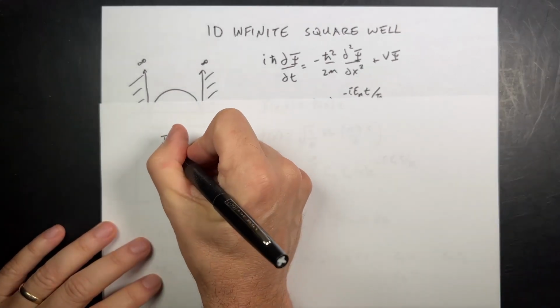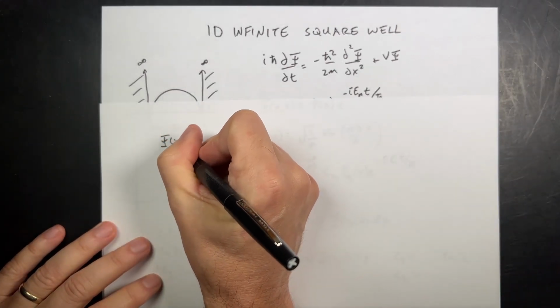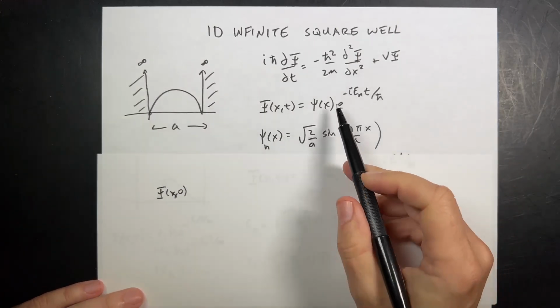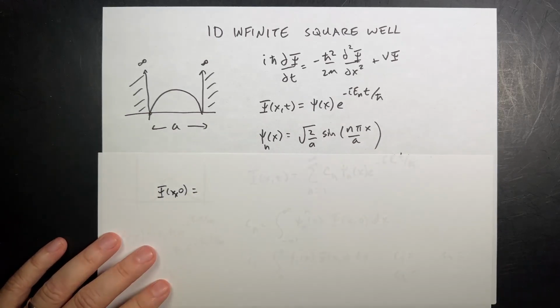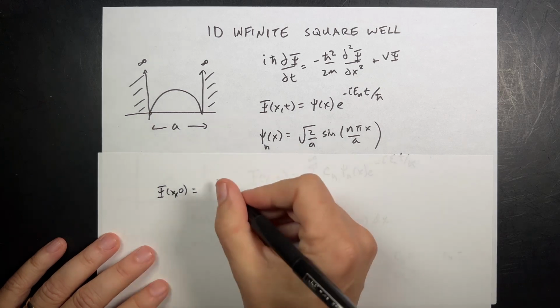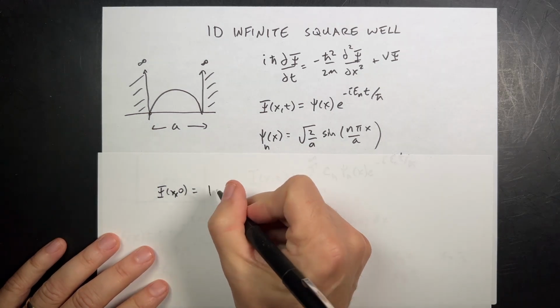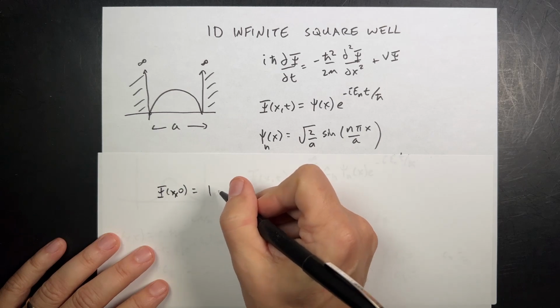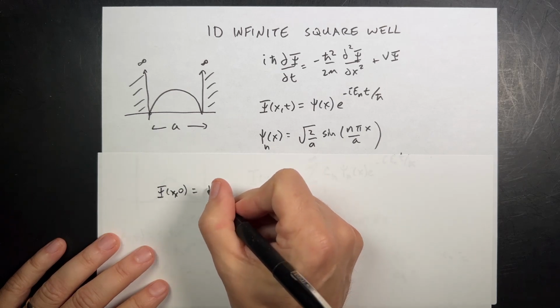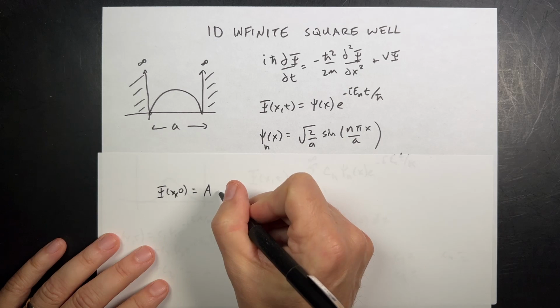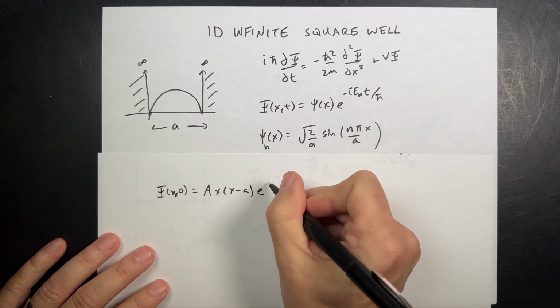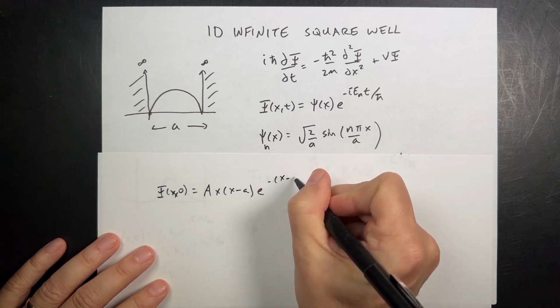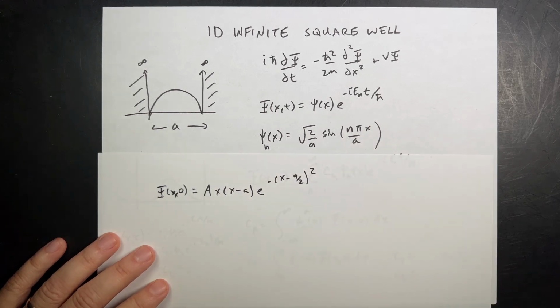So let's say psi of x and 0. And you'll notice here the nice thing, if I put in t is 0, then this term is 1, so I don't have to worry about that. Psi of x and 0, what did I use before? I want to use the same thing. It's going to be equal to 1. I used 1. I think I'll normalize this. Let's just call this a. x minus a, e to the negative (x minus a over 2) squared. That's my initial wave function.